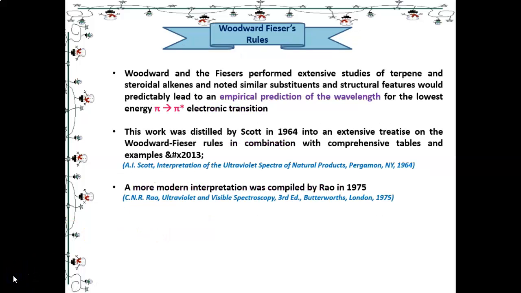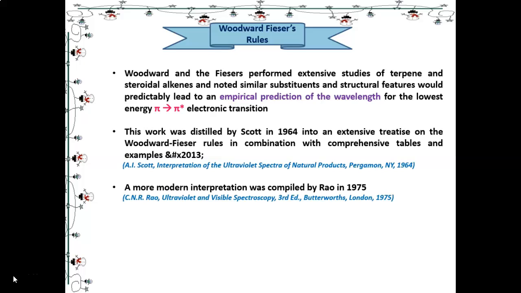The Woodward-Fieser rule, okay, which is the critical part in chapter 5, involves calculations of the chromophore. Woodward and Fieser are actually two different people, two scientists. They performed extensive studies of terpene and steroidal alkenes and noted similar substituent and structural features. This led to an empirical prediction of the wavelength for the lowest energy pi to pi star electronic transition.